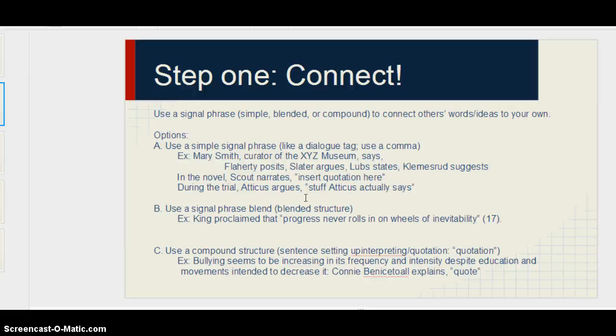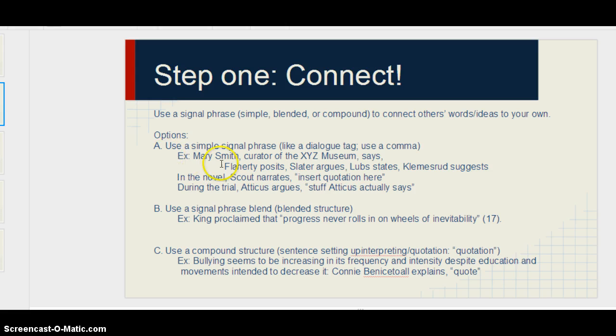First one is to connect. You need to use what's called a signal phrase to connect. They can be long or short, but their job is to signal in a phrase that you're about to use the words of someone else. Okay? You can do this simply, you can blend it, or you can compound the structure. Here are some examples. Okay?